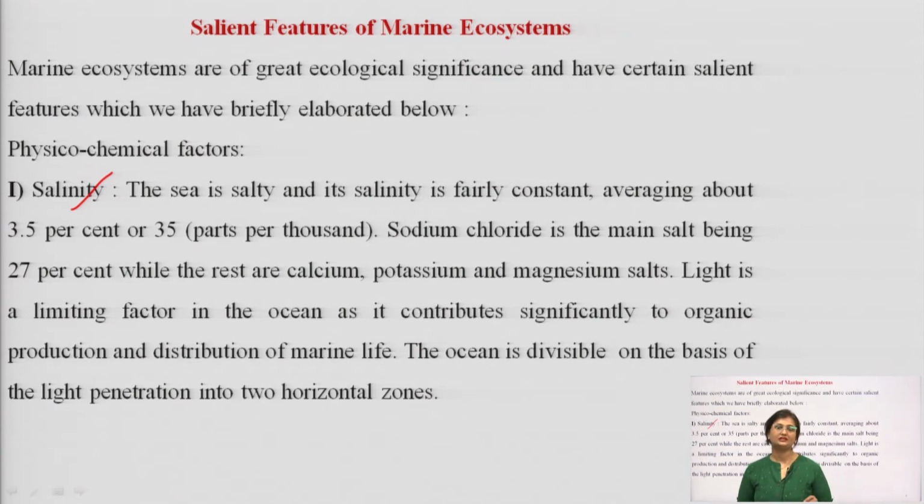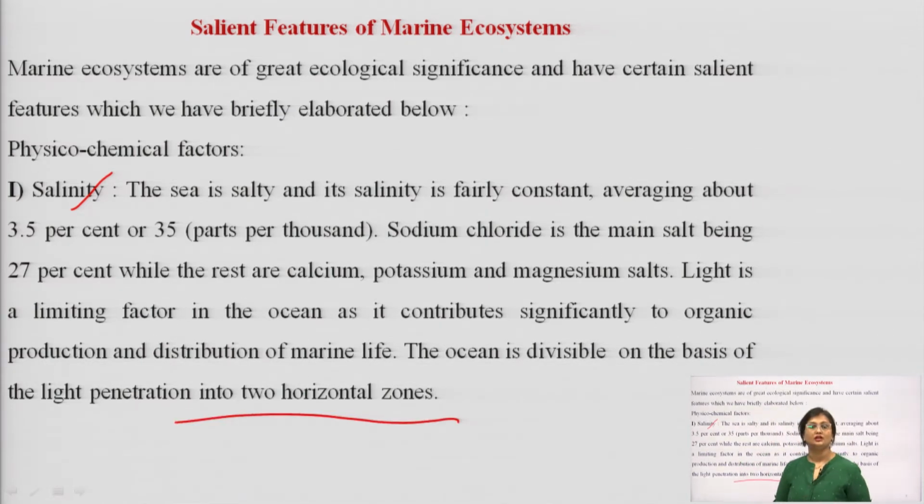Light is a limiting factor in the ocean as it contributes significantly to organic production and distribution of marine life. The ocean is divisible on the basis of light penetration into two horizontal zones.